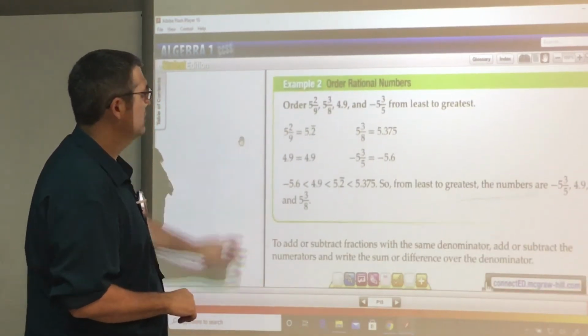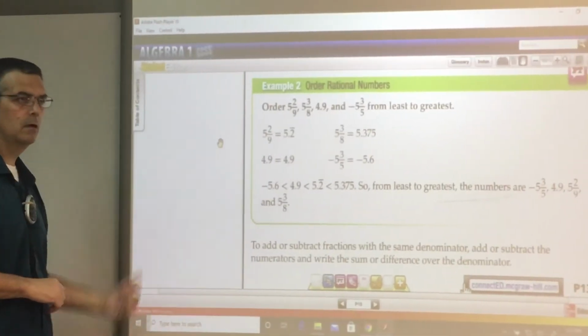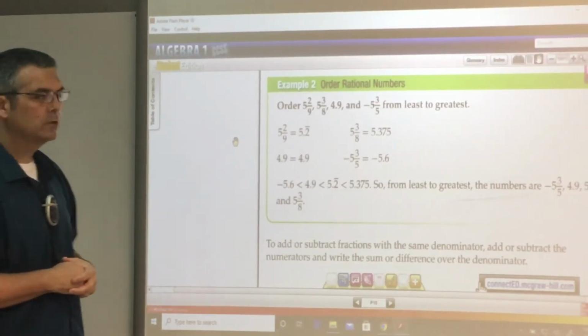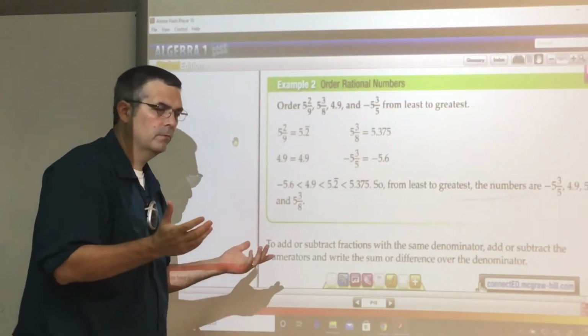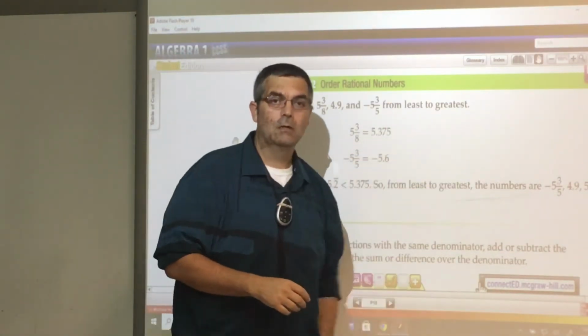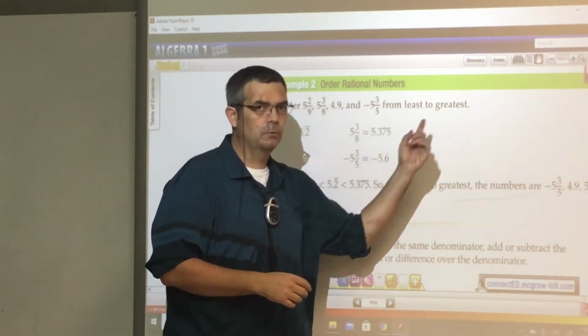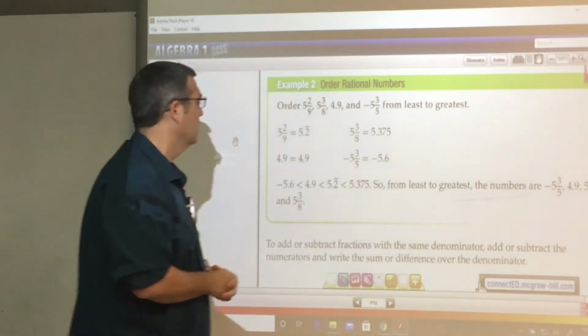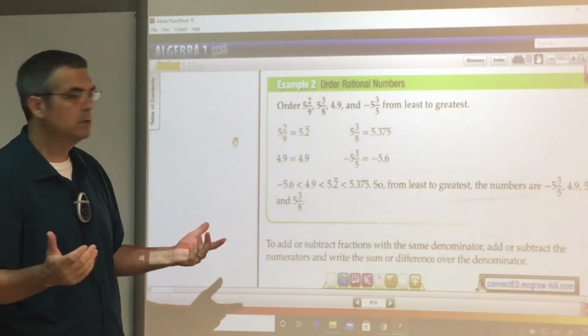Order rational numbers. Now we've already done this once before, but turn them into decimals, put them in order from least to greatest or greatest to least, whatever they ask for. Here they're asking least to greatest. Make sure you read and check to make sure you're putting them in the right order. But just turn them into decimals. That's all you gotta do.